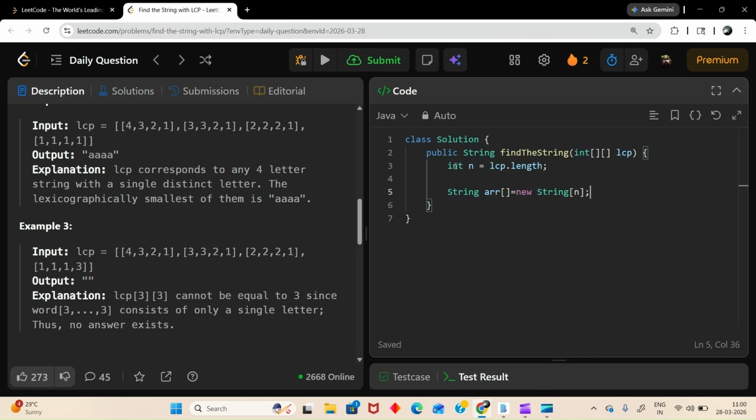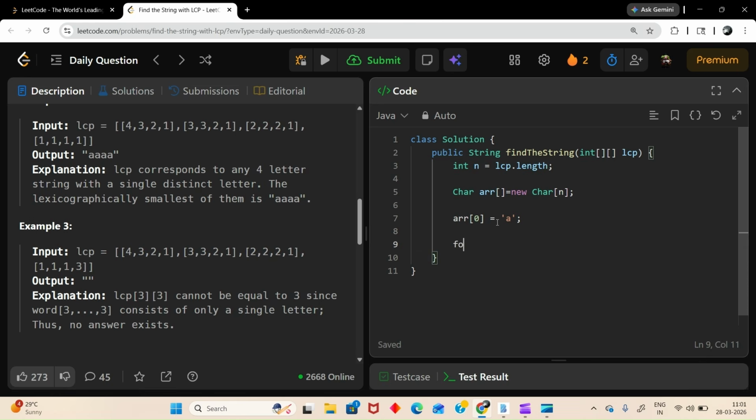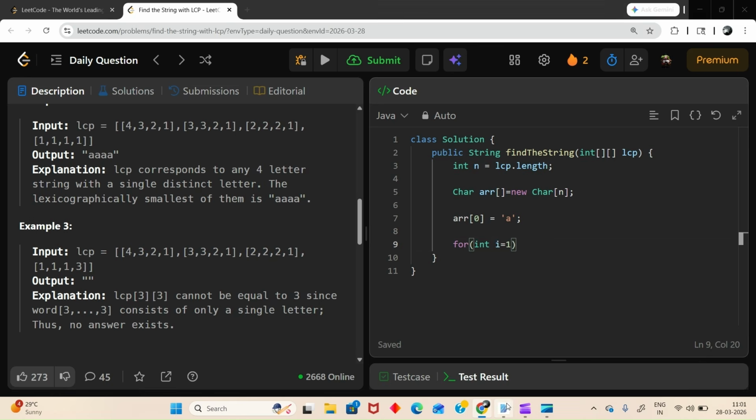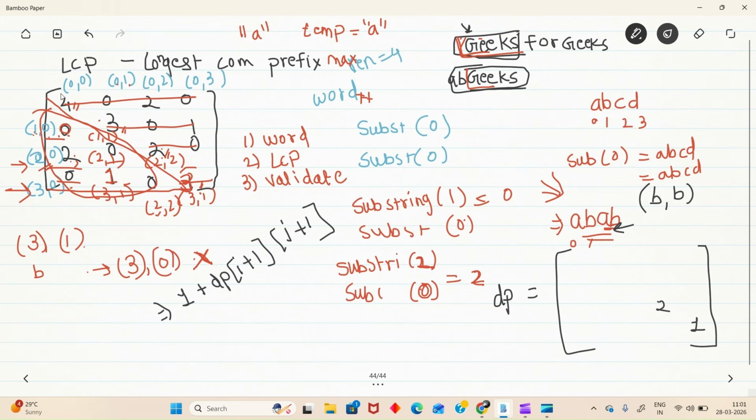Just the size n. Now ARR of 0, we'll take a char instead of string. ARR of 0 will be a. As I explained initially, we'll start with a. Now for int i is equal to, we'll start from 1 because we know this first element. We don't want this half. So from 1 to n and less than i.